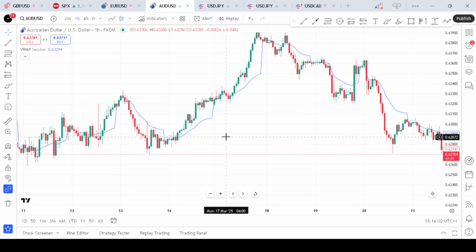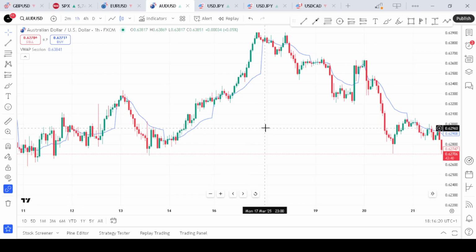Alright, we start by understanding what the VWAP is. The VWAP is the volume weighted average price, also known as the VWAP. It is an essential indicator that combines price and trading volume to calculate the average price of an asset over a specific time frame. Unlike simple averages, the VWAP accounts for the weight of each transaction based on its volume, offering a more accurate reflection of market sentiment during the trading session.